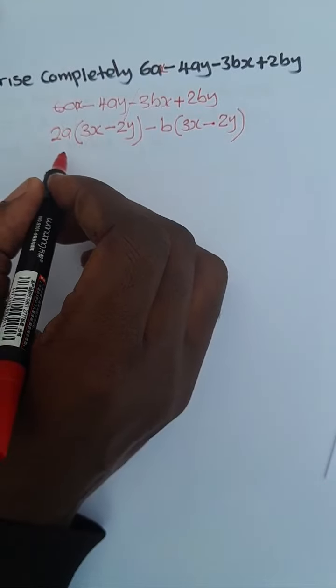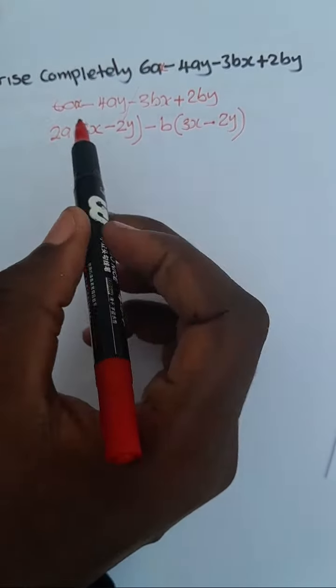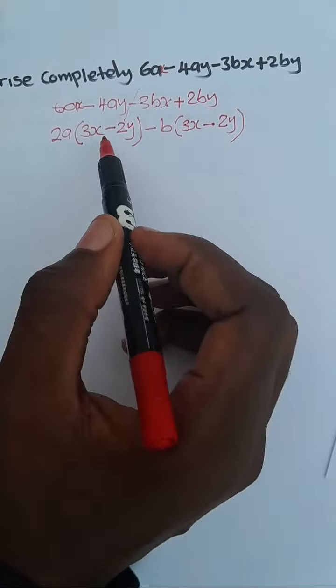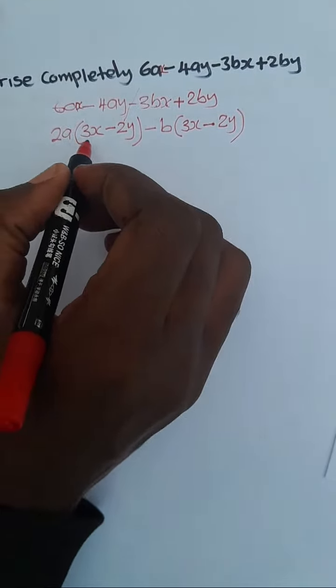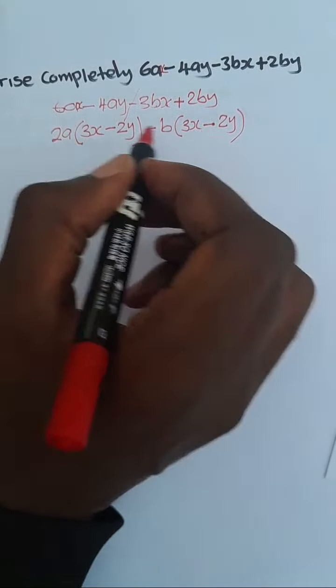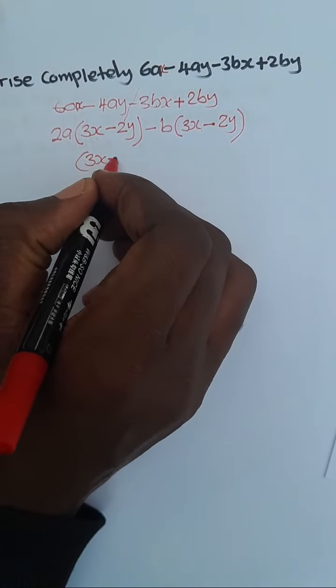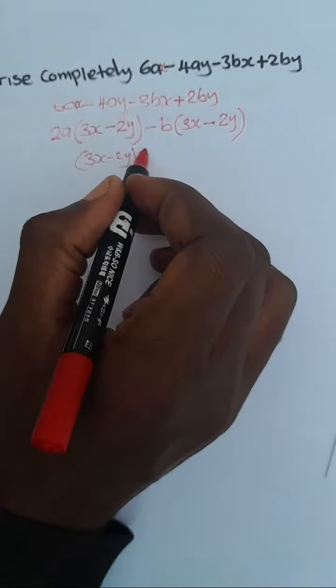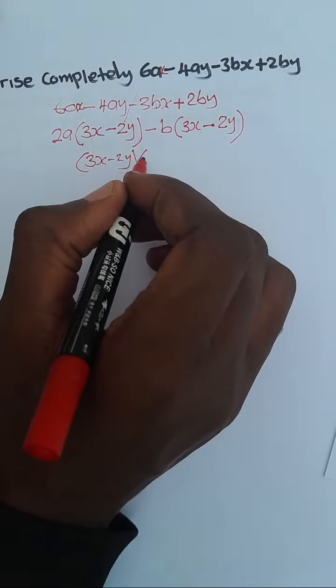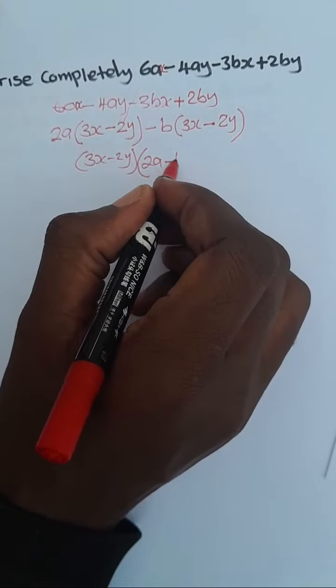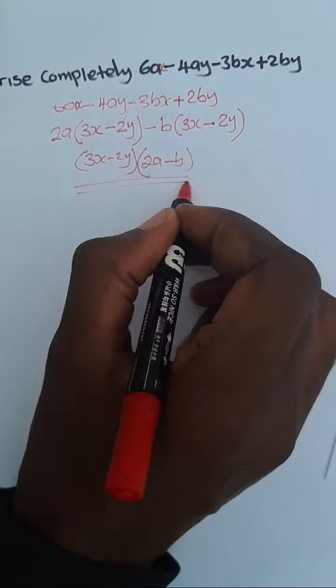So you can see that what you have in the brackets is the same. So what you're going to do is collect any of these. So we have 3x minus 2y. Then collect these that are outside, 2a minus b. So this is the answer.